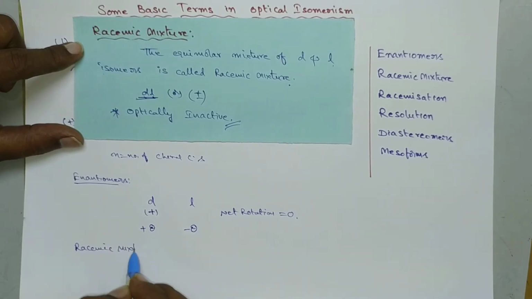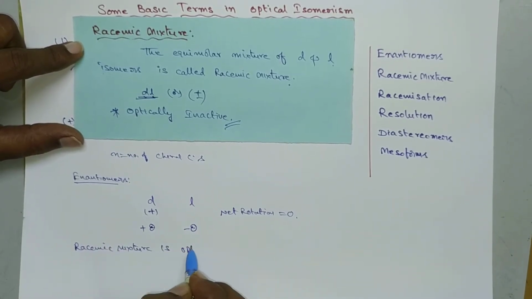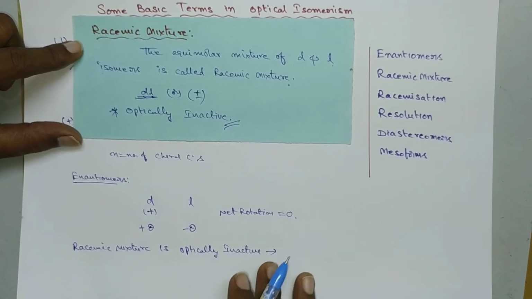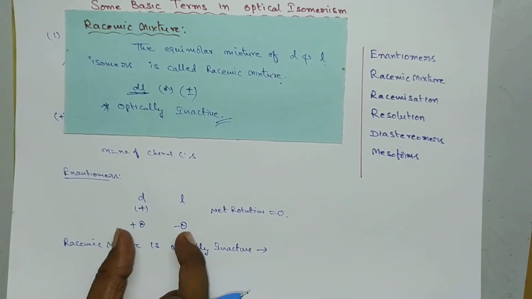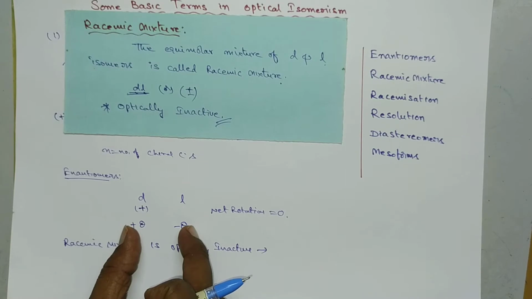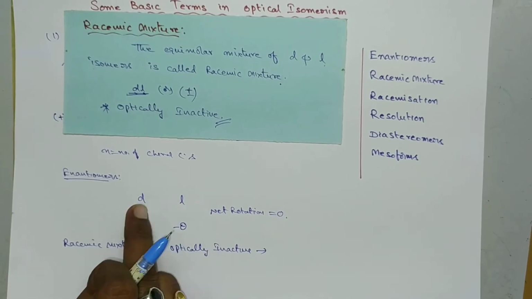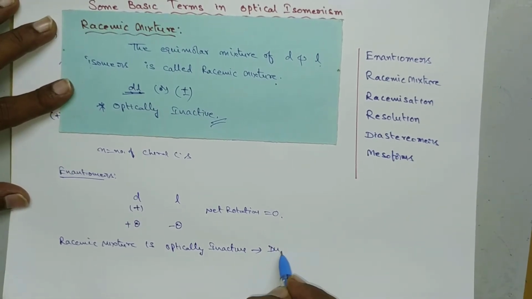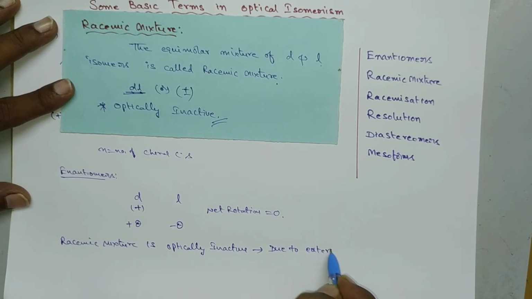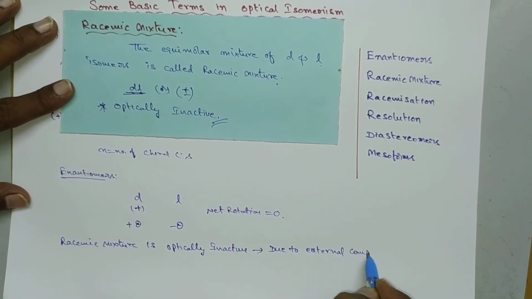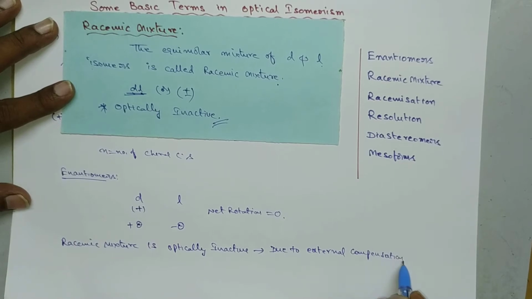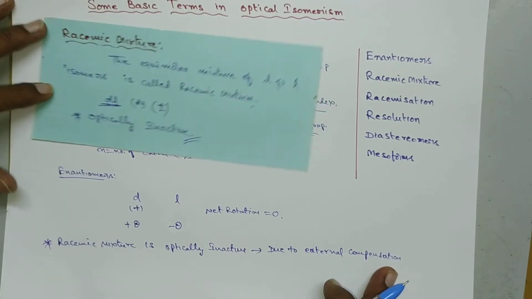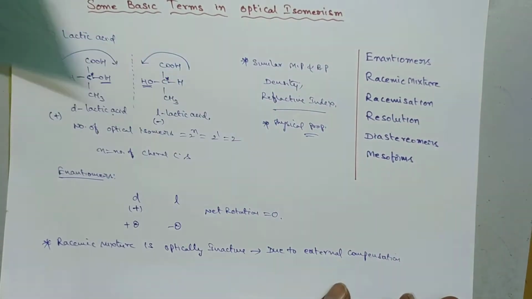The racemic mixture is optically inactive. Why is it optically inactive? It is optically inactive due to compensation of the rotations. The rotation is compensated between the D compound and the L compound. Here the compensation is external. So that's why the racemic mixture is optically inactive due to external compensation. Remember this point: the racemic mixture is optically inactive due to external compensation. Okay, clear? And next goes to racemization.